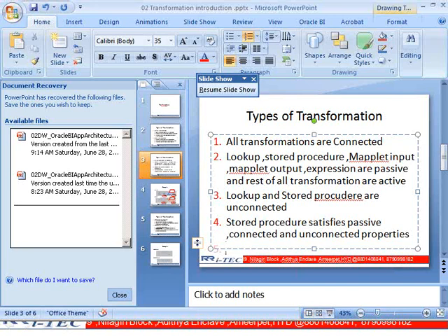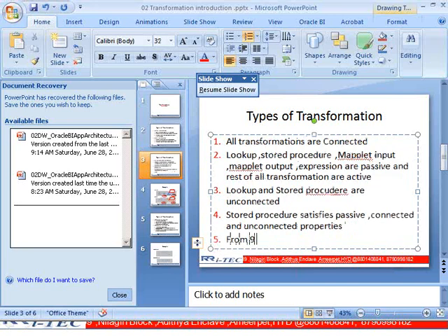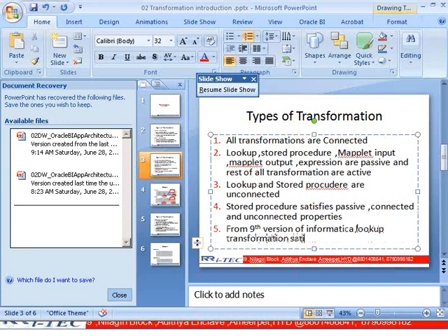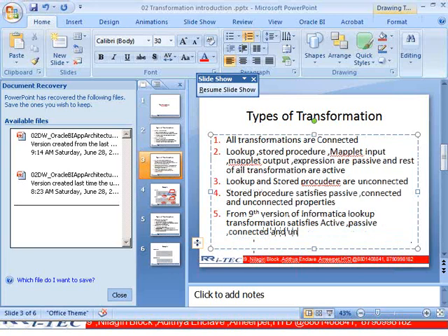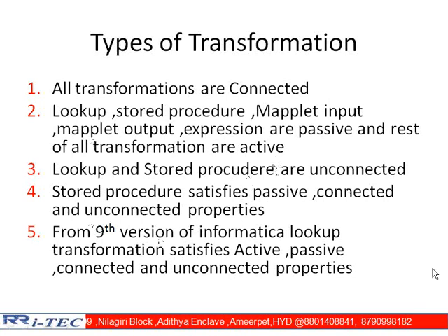Next, from the ninth version of Informatica, lookup transformation satisfies active, passive, connected and unconnected properties.